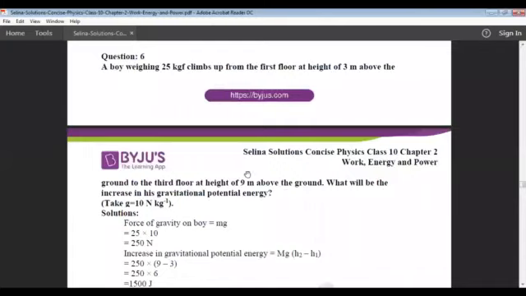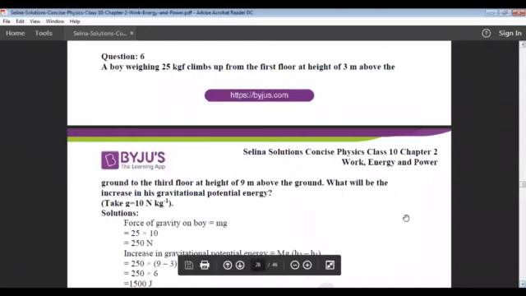Okay, students, next numerical: a boy weighing 25 kgf climbs up from the first floor at a height 3 meter above the ground to the third floor at a height 9 meter above the ground. So in this case, definitely there will be a gain in the potential energy. So the question is, what will be the increase in his gravitational potential energy?